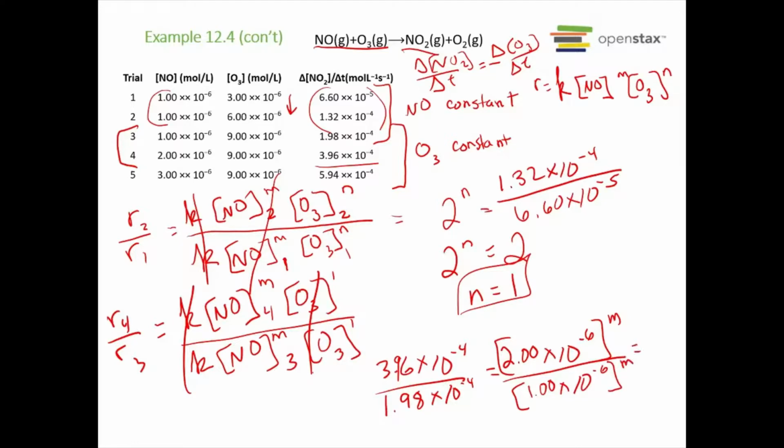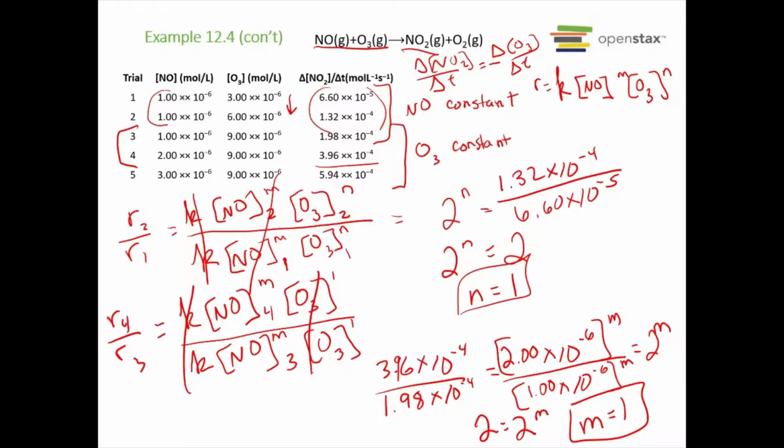So this simplifies on the right to 2 to the M. So now dividing the left, 3.96 divided by 1.98, we get 2. So 2 is equal to 2 to the M. So M is equal to 1. So now we have our N and we have our M for our reaction.